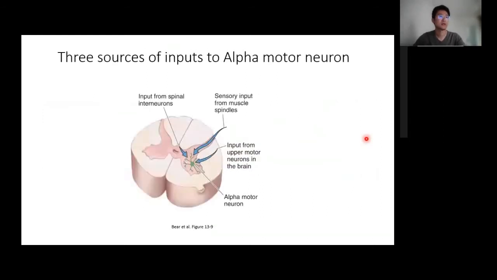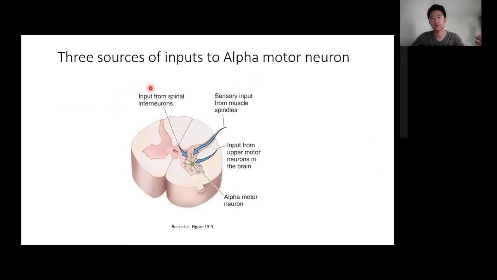So now let's talk about alpha motor neurons. This is very important. Alpha motor neurons directly innervate muscle fibers, and we'll look at what the inputs to the alpha motor neurons are. We have talked about sensory input from muscle spindles. And there's also input from spinal interneurons.